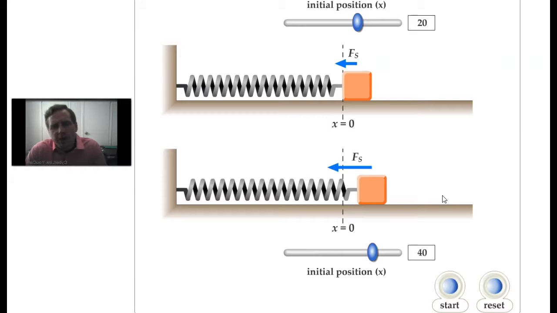So what do you think? Which should take longer to complete an oscillation? Should the smaller stretch, the greater stretch, or should it maybe be the same? Pause the video if you want to think about it.